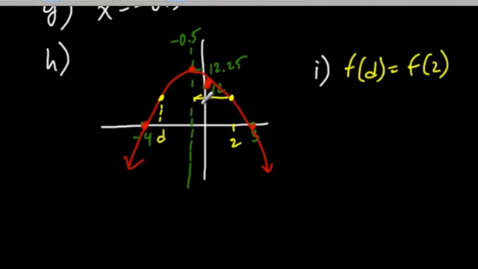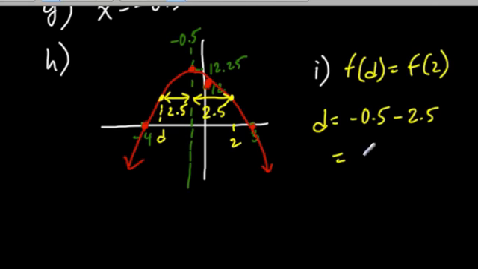So we need to figure out the distance from 2 till the axis of symmetry. Well, if here's negative 0.5 and here's 2, this distance is 2.5. And so d will also be a distance of 2.5 away from the axis of symmetry. But it's going to be more negative because it's further to the left of the axis of symmetry. So d is equal to the axis of symmetry, which is negative 0.5, and then we're moving 2.5 away from it. So negative 0.5 minus 2.5 is negative 3. So d is equal to negative 3. And that's basically how we get that value.